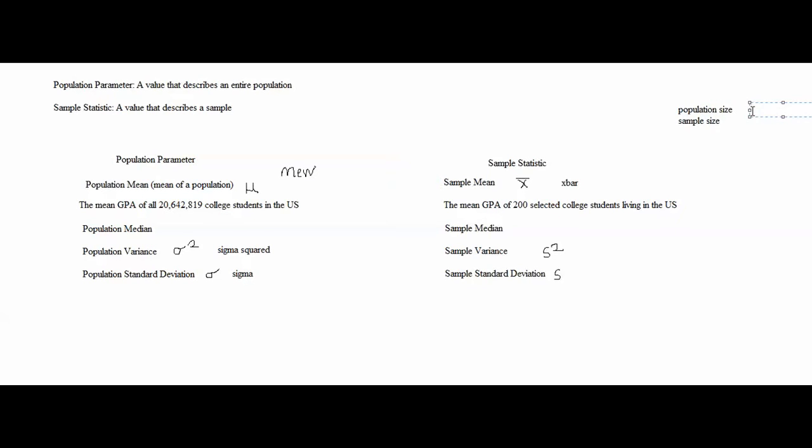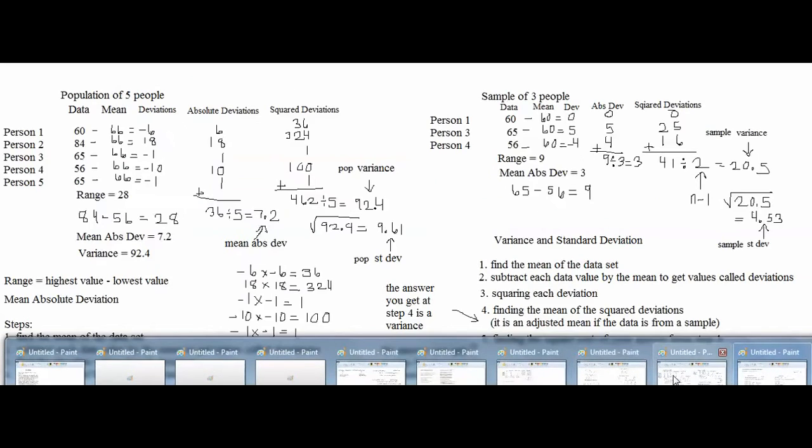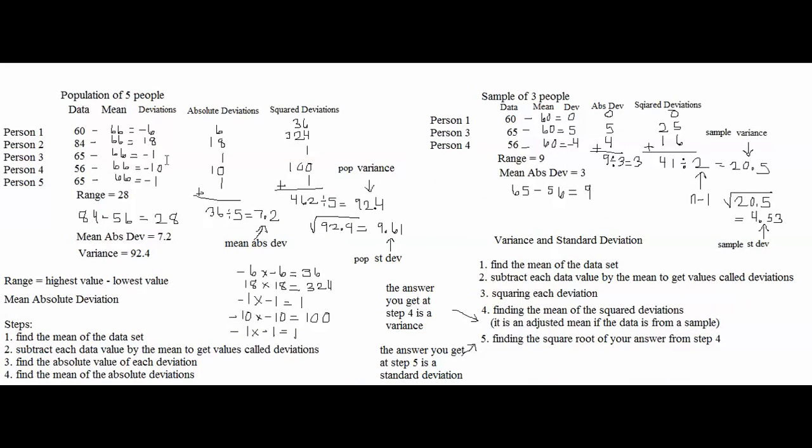Population size is a capital letter N, and sample size is a lowercase n. And if we wanted to go back to this slide right here, we could use some of those symbols. We said that the mean of the entire population was 66, so it would be mu equals 66. And the mean of the sample came out to 60.33.